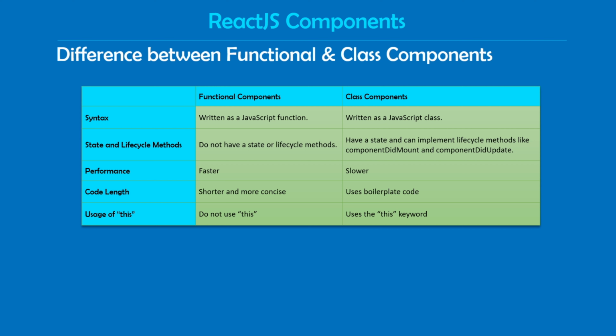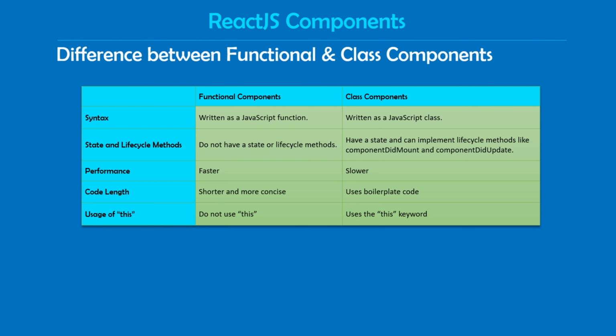Functional components are faster as they do not have state and lifecycle. React needs to do less work to render these components. Class components are slower compared with functional components as they have state and lifecycle. React needs to do comparatively more work to render these components.